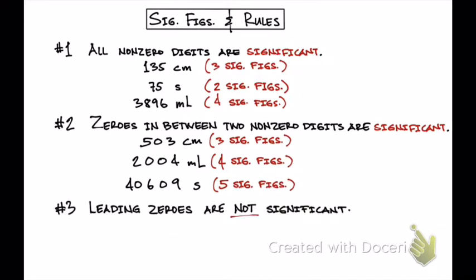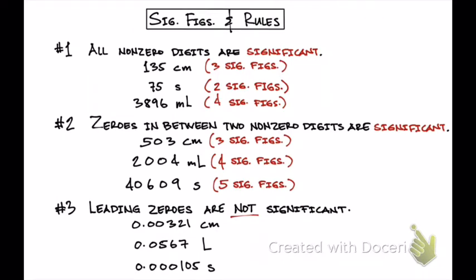All right. And the third rule states that leading zeros are not significant. Leading zeros are never significant. So these are zeros that are up front, right? Typically in numbers involving decimal points. So let's look at some examples.